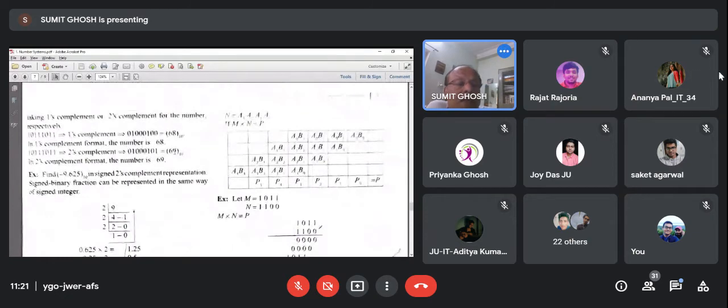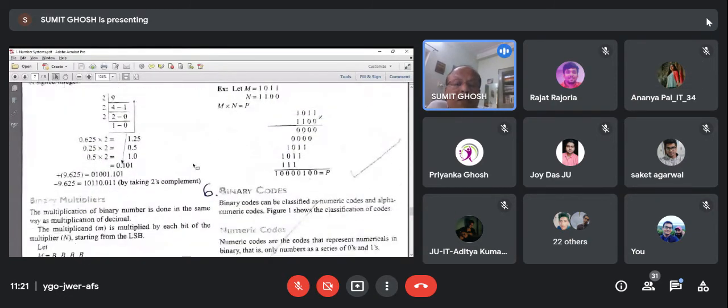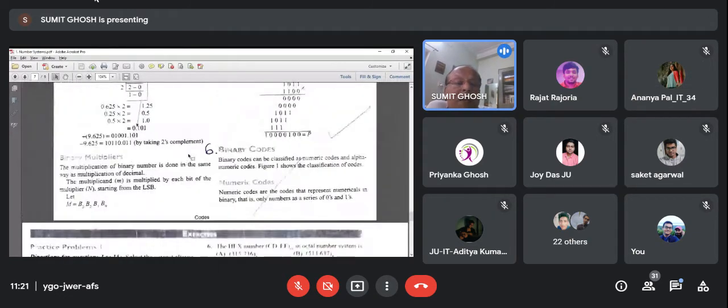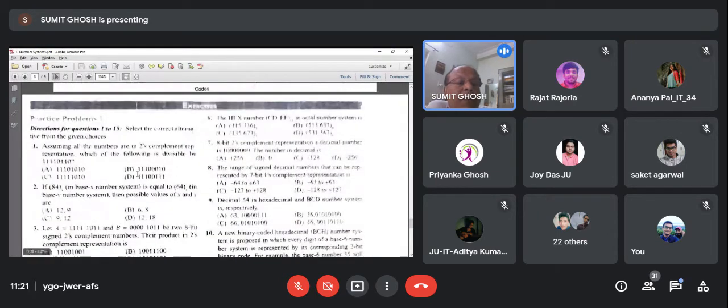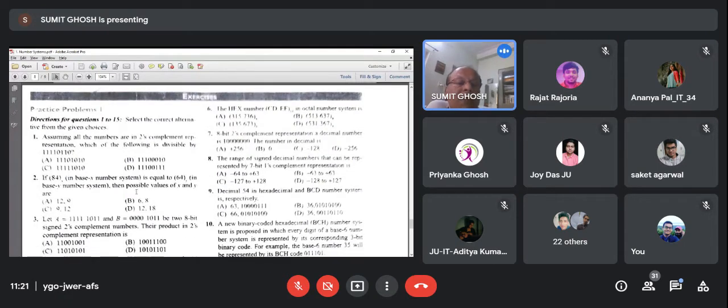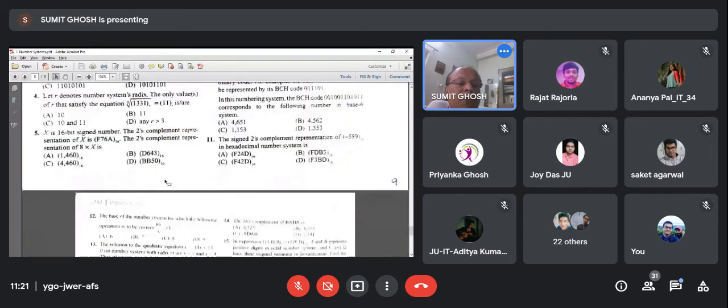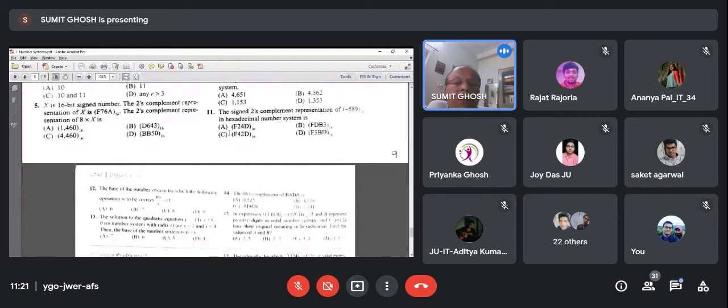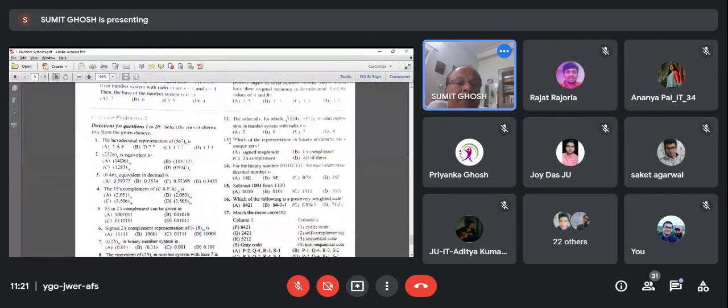Some solve this. Don't have to go through this one. This page, the last page, you can ignore. There are some questions. If you want, you can go through the multiple choice questions and make your concepts clear. If you have any doubt, we can discuss in the next class.